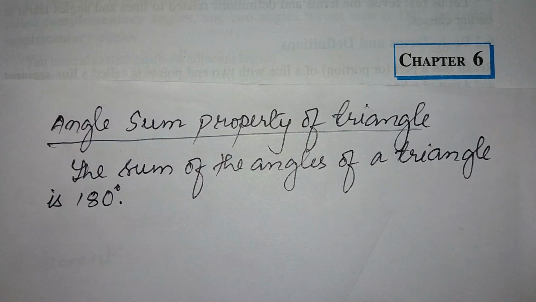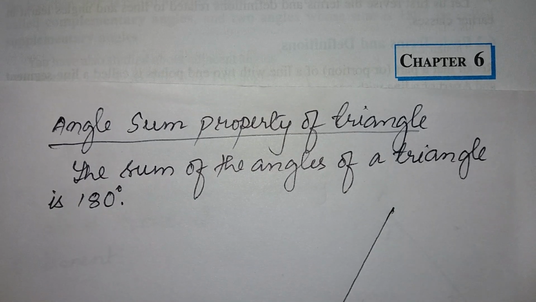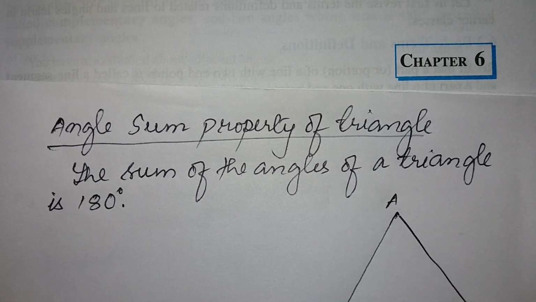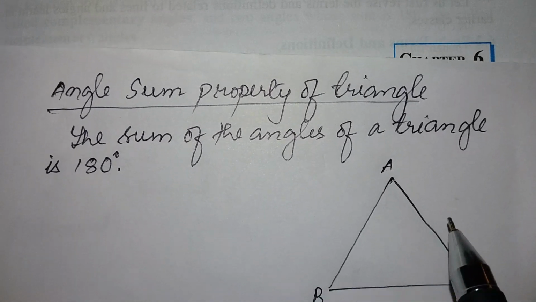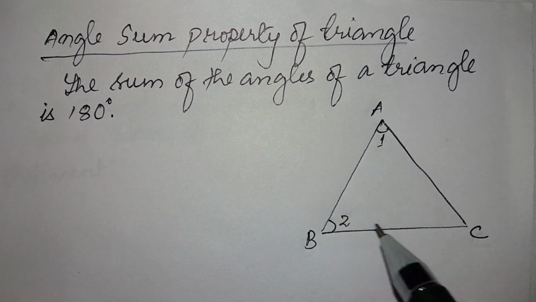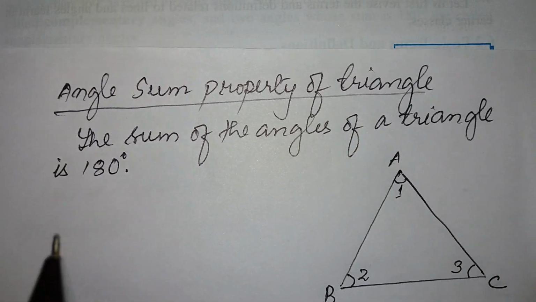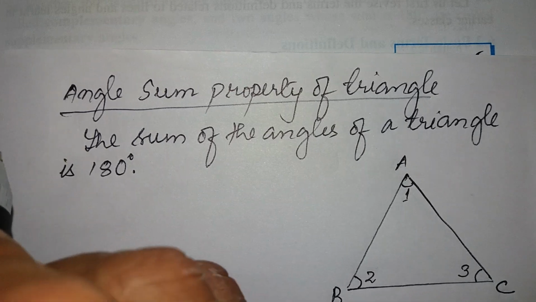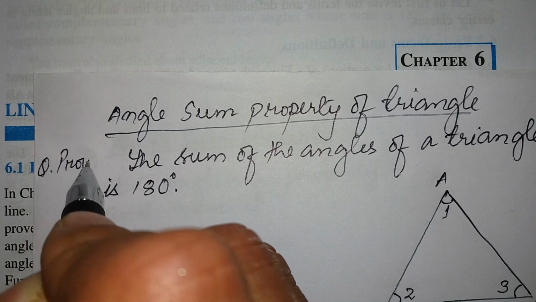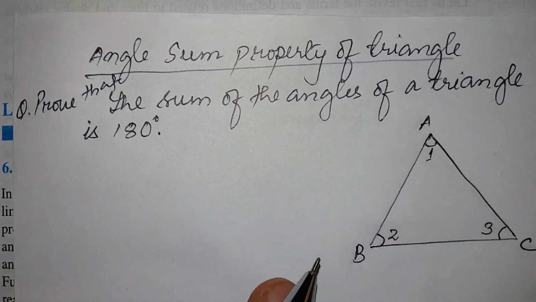Now here let's try to prove how we can get 180 degree. Okay, here let's draw a triangle A, B, C. And let's call this angle 1 and angle 2 and this one angle 3. Now if this has to be asked in the question, then they will say: prove that the sum of the angles of a triangle is 180 degree.